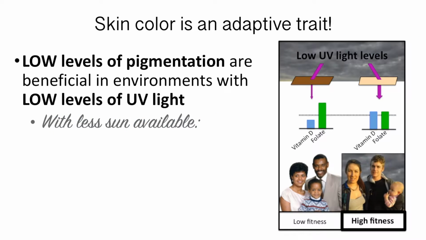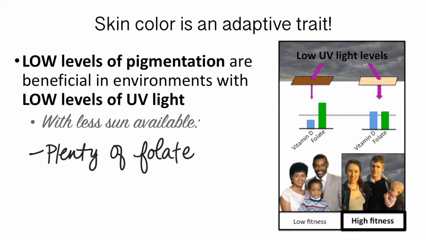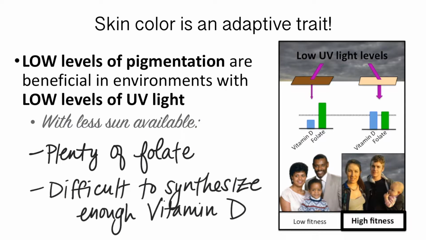Conversely, in environments with very low levels of UV light, such as far away from the equator, there's much less sunlight available. So you could imagine that there's a much lower danger of having your folate damaged. However, with such low levels of sunlight available, it might be difficult for your skin to synthesize adequate levels of vitamin D. And thus, in this environment, individuals with lower levels of pigmentation would be at an advantage because more sunlight is able to penetrate their skin.